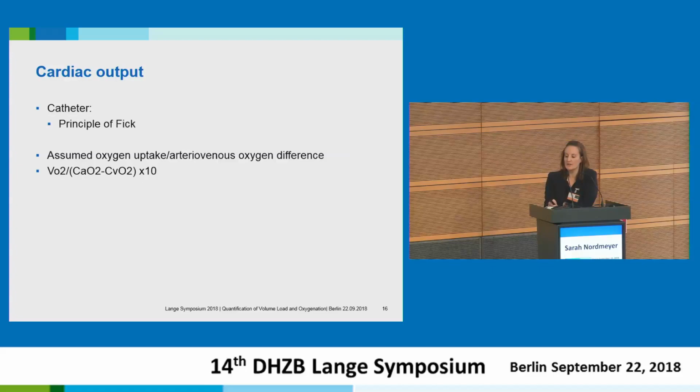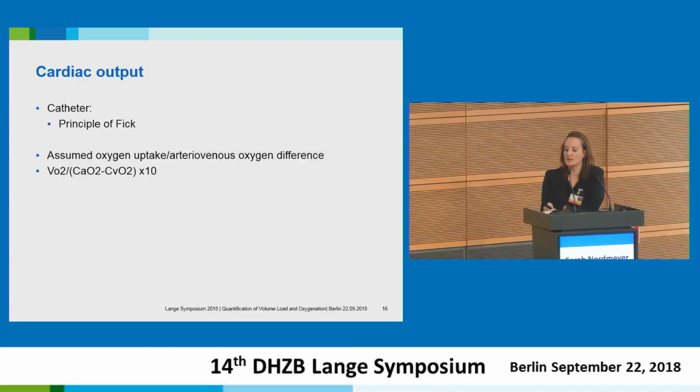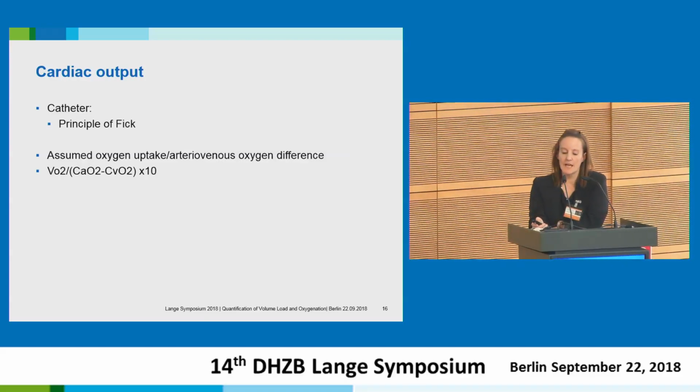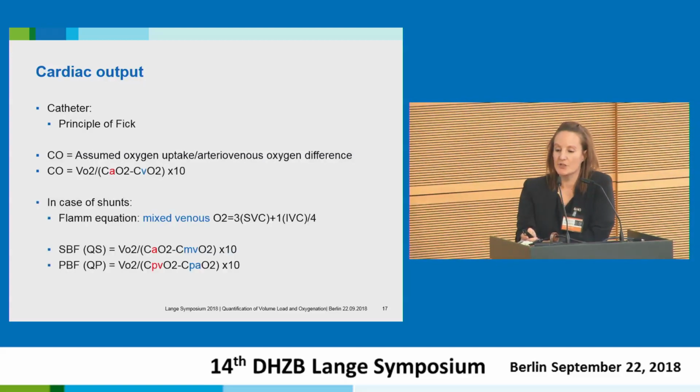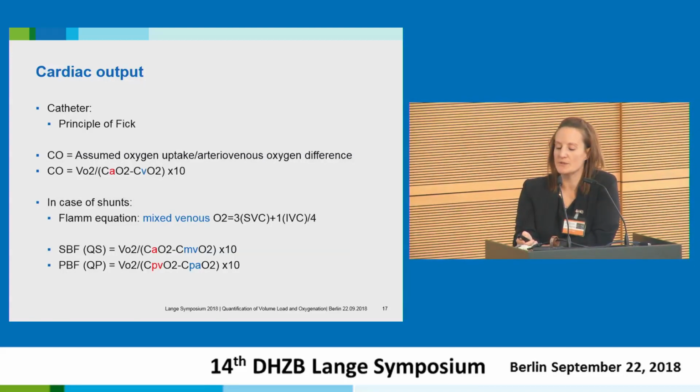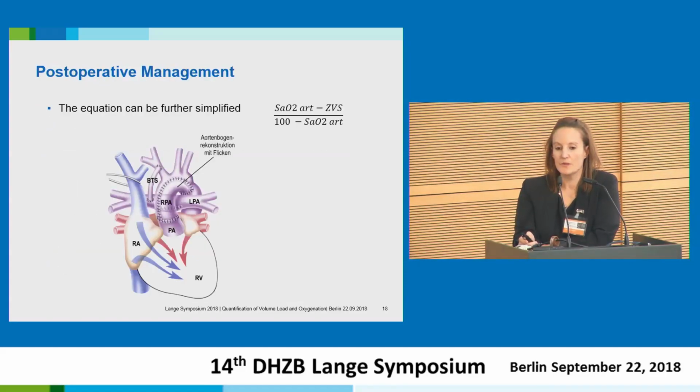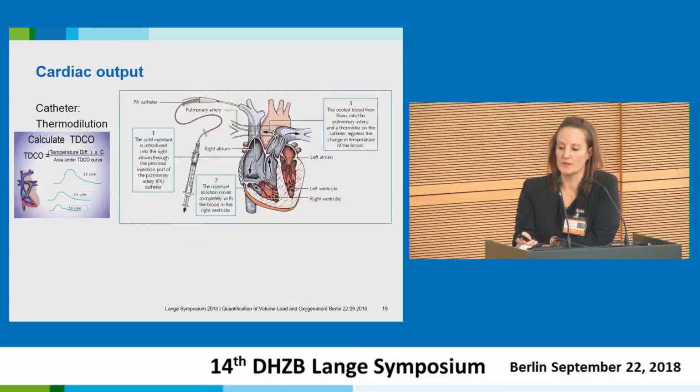Well, the actual gold standard in cardiac catheterization to quantify cardiac output is the use of the principle of Fick. However, there again, in most of the cases, we take the assumed oxygen uptake and not the individually measured oxygen uptake, divided by the arteriovenous oxygen difference, and this is also a limiting factor. In case of shunts, we use the mixed venous saturation from measurements in SVC and IVC. In postoperative management, we can use the equation a little bit further simplified in order to manage, for example, patients with Norwood stage 1, in order to optimize ventilation treatment, hemodynamic treatment, and transfusion policy.